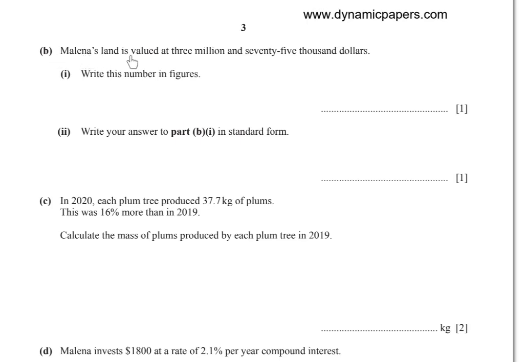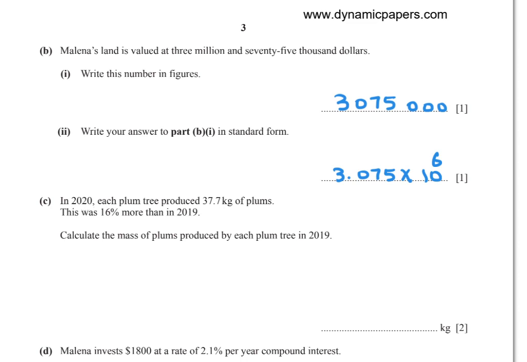B. Malina's land is valued at $3,075,000. Write this number in figures. So $3,075,000. Part ii. Write your answer to part b i in standard form. So put the decimal point, so 3.075 times 10 power. We have 6 digits, so times 10 power 6.